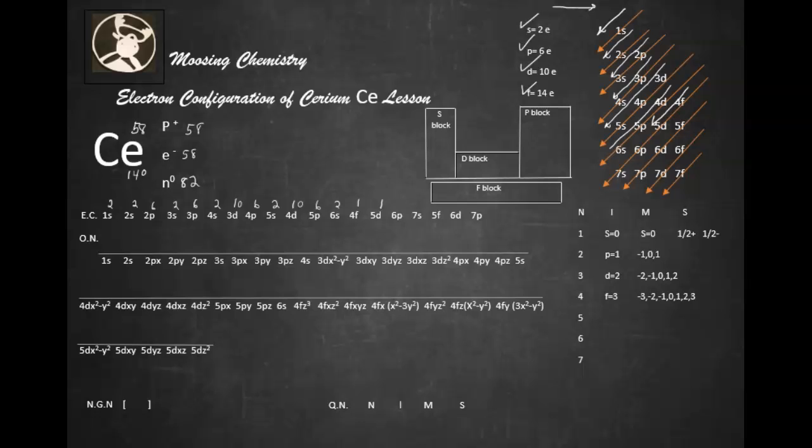So let's double check that. 2 and 2 and 6 make 10. That makes 20. That makes 30. That makes 40. 48. So it's 48, yep. Then 58, there we go. There are 58 electrons there.